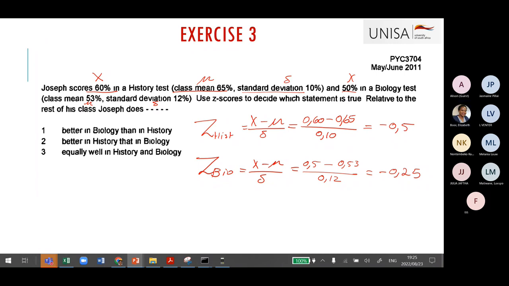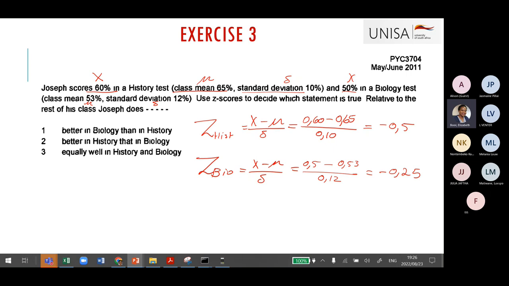So now, before I even look at my answers, I need to make a decision based on what I see here. History has a z-score of minus 0.5, which means it's 0.5 far away from the mean, right? Biology has a score of minus 0.25, which means it's still below, but closer to the mean. Minus means below. So the farther away, it's even worse, right? So a minus 0.5 score will mean worse than a minus 0.25. So let's go to our statements now.